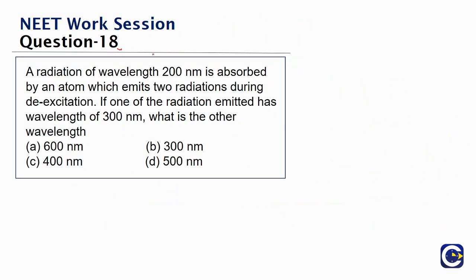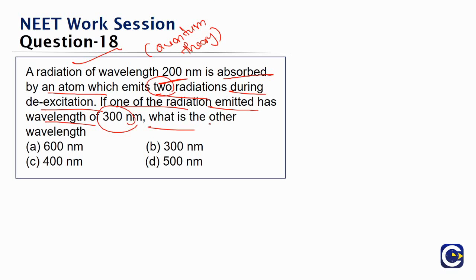Next we have a question based on the quantum theory. Not the quantum mechanical model of the atom, but Planck's quantum theory. The radiation of wavelength 200 nanometer is absorbed by an atom which emits 2 radiations during de-excitation. If one of the radiations emitted has a wavelength of 300 nanometer, what is the other wavelength? We are supposed to find the other wavelength.